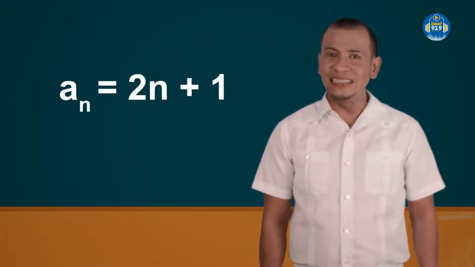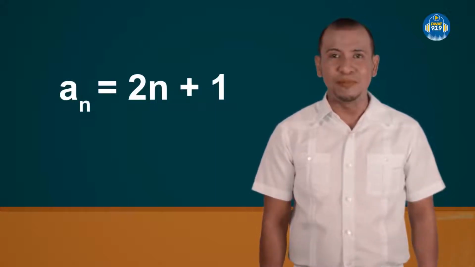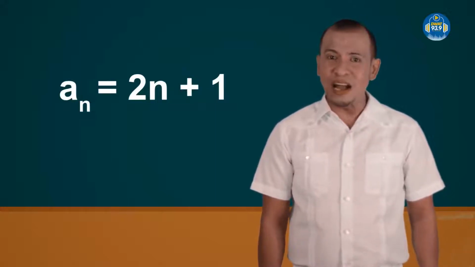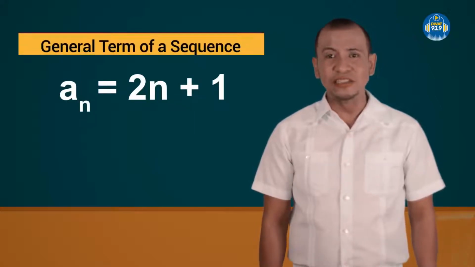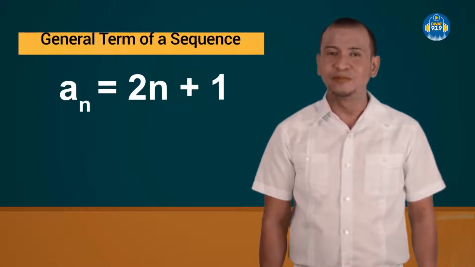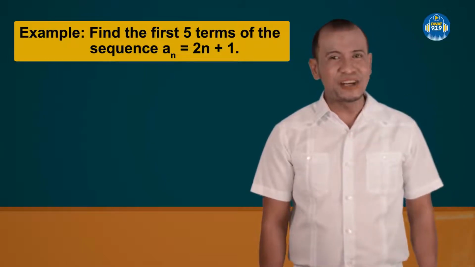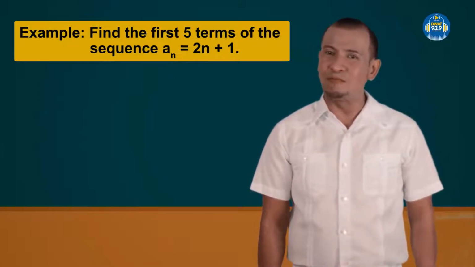Let us consider the function a sub n equals 2n plus 1. Again, a sub n equals 2n plus 1. This function a sub n is considered as the general term of the sequence. Now, let's find the first 5 terms of the sequence a sub n equals 2n plus 1.